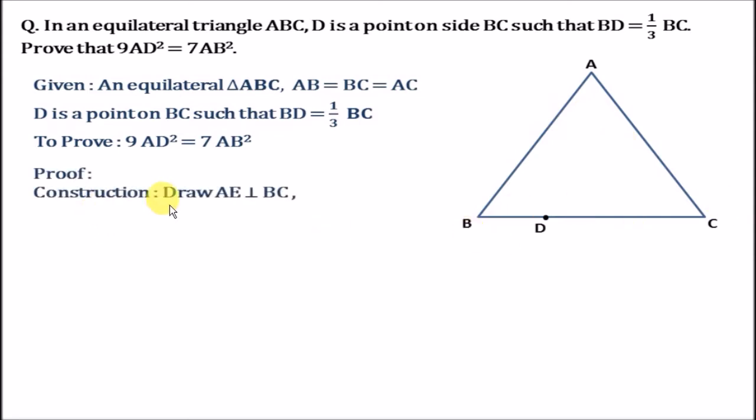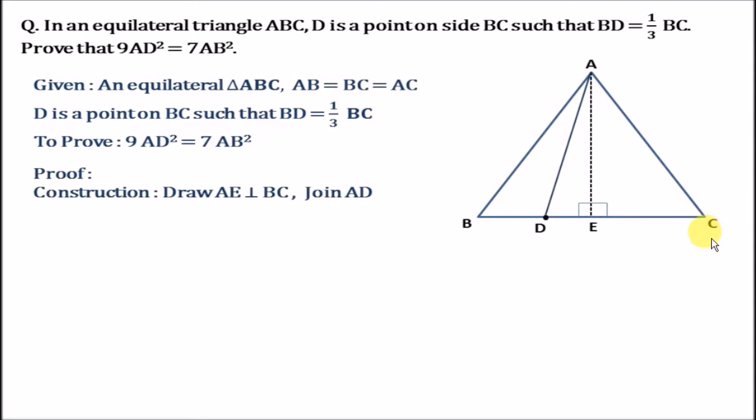So for proof, we'll begin with construction and we will draw AE perpendicular to BC. We will also join points A and D as we need AD in the proof. We need to relate square of AD and square of AB in the proof. So that means we need to locate AD and AB inside the right triangles first. AB can be located in right triangle AEB and AD can be located in right triangle AED.